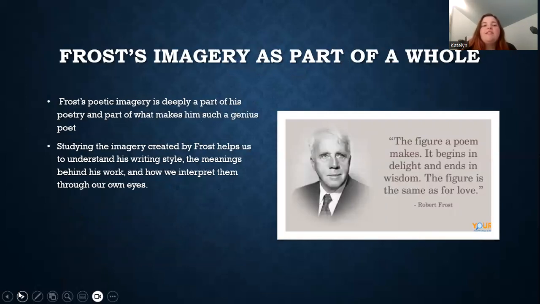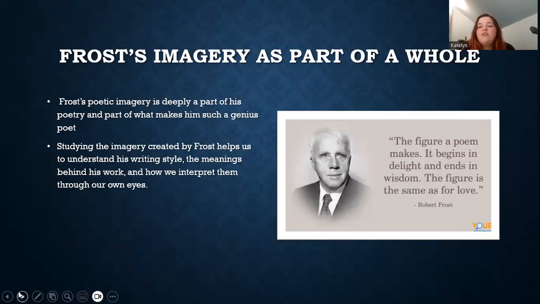Frost's poetic imagery is deeply part of his poetry, even though it's one element of the whole, and it's part of what makes him such a genius poet. Studying the imagery created by Frost helps us to understand his writing style, the meanings behind his work, and how we interpret them ourselves. Lastly, I have a quote from Robert Frost.